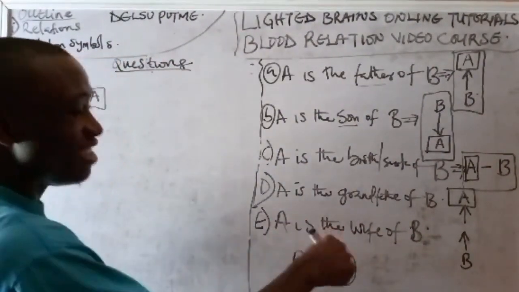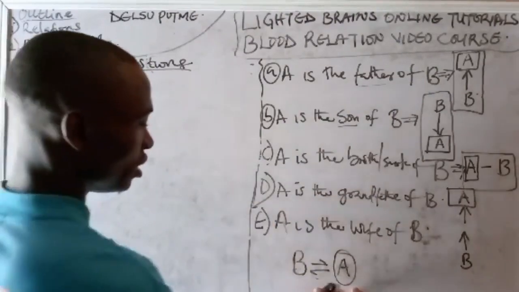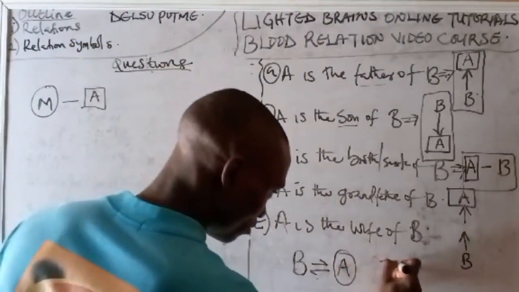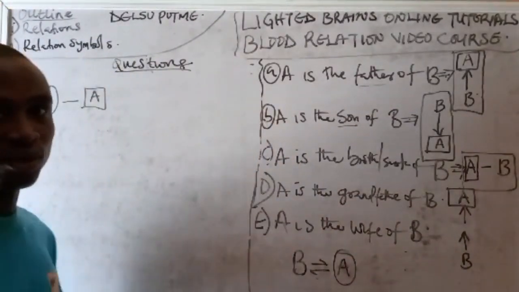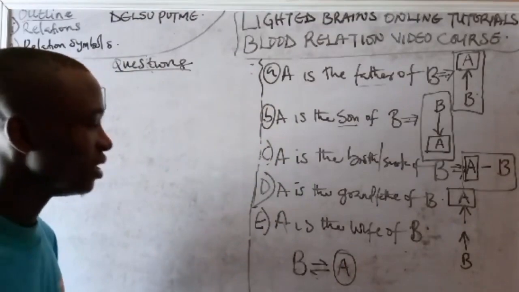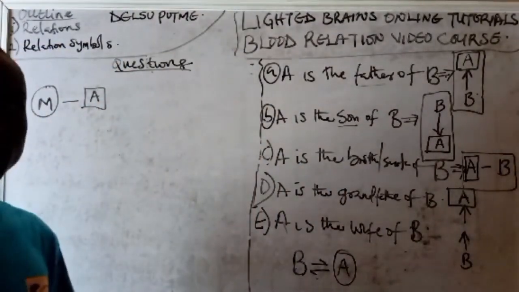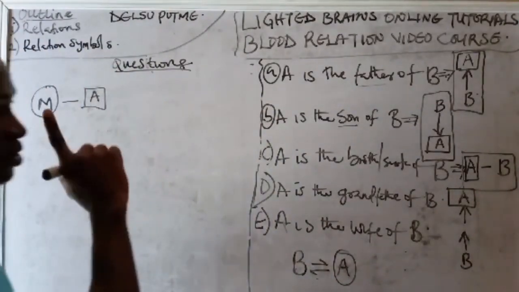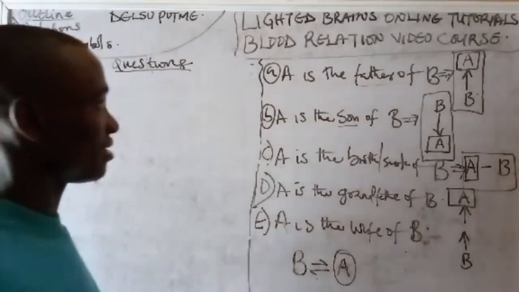So now A is the wife of B means that B's wife is A. And this is how to represent it. Not this one. Not this one. But this is the symbol. Do you get now? Do you understand? So please, I'll just take this once and for all, for the last time.